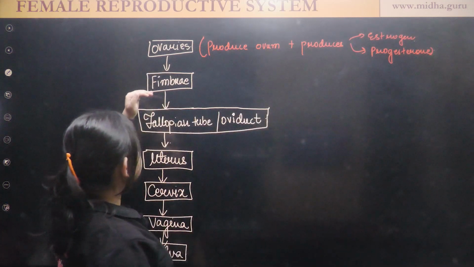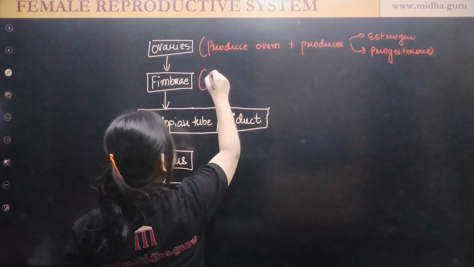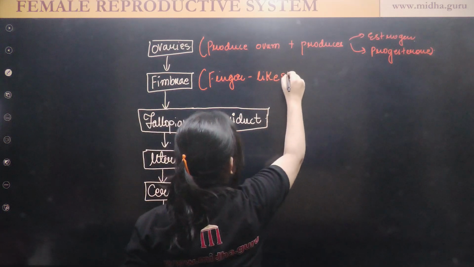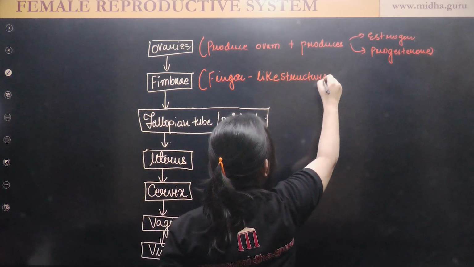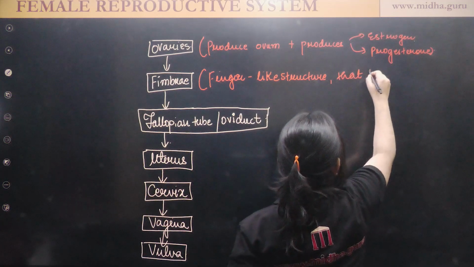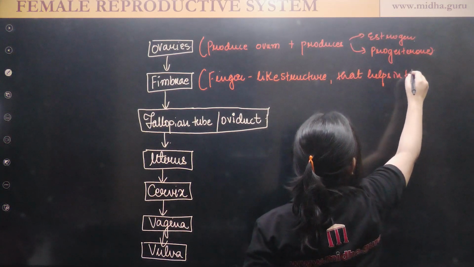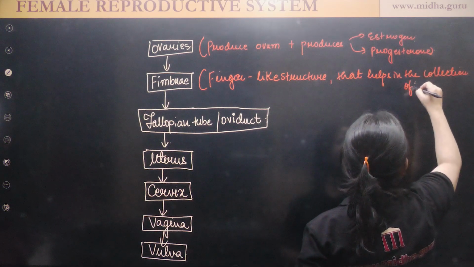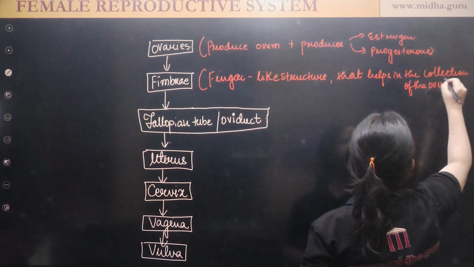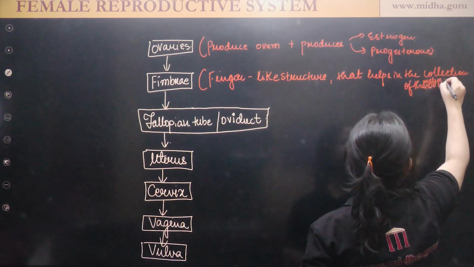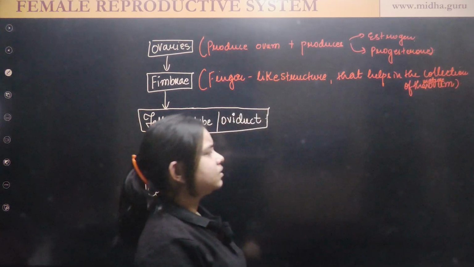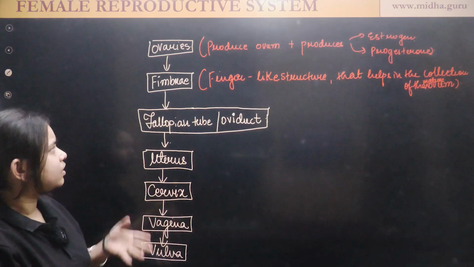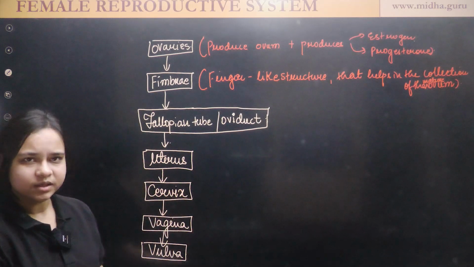Now after the ovaries we have the fimbriae. Fimbriae is basically a finger-like structure that helps in the collection of the ovum, the mature ovum. This should be specified, mature ovum. Only when the ovum gets matured can it be released, and the fimbriae can collect it to assist it further into the reproductive tract.